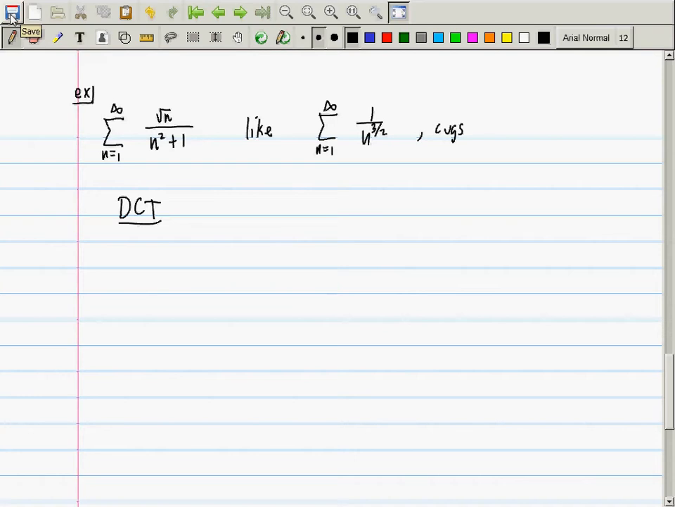So if I'm going to use the direct comparison test, then I need this one to be the little sequence, and I need to find a bigger sequence such that its series converges. As it turns out, this one is sufficient. That one is enough, because we can do the following. Start out with 0 is less than 1. That's a fact. Then I can add n squared, so n squared is less than n squared plus 1. Now I can take reciprocals, and when you take reciprocals, the direction of the inequality changes. So 1 over n squared is greater than 1 over n squared plus 1.